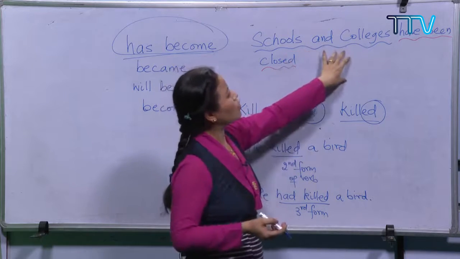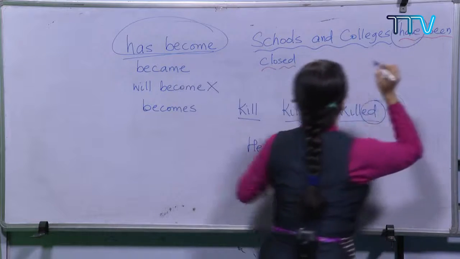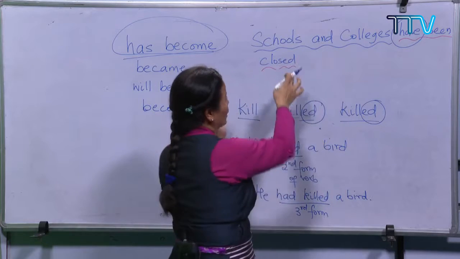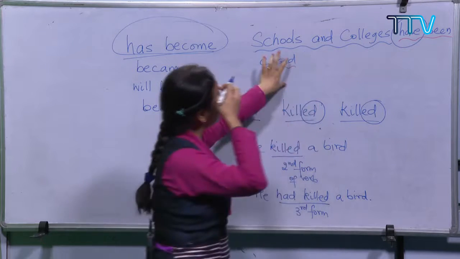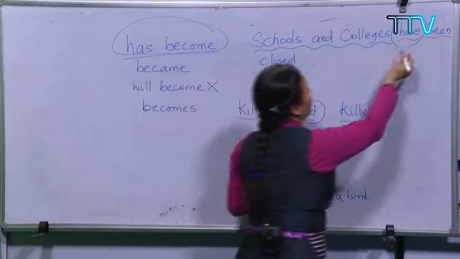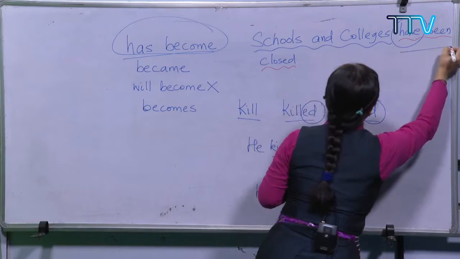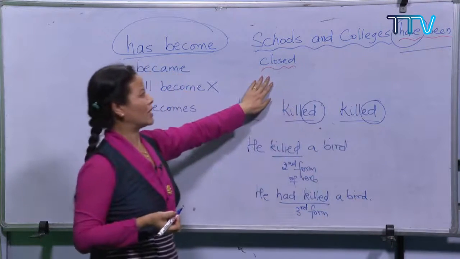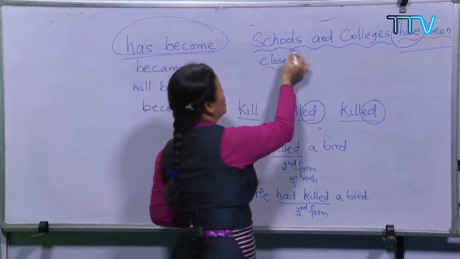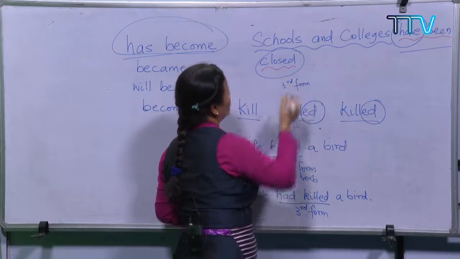So, schools and colleges have been closed. Here, have shows, in a way, present, and there is more than one subject, right? Schools and colleges have been closed. What we need to remember is have been closed. This shows that this is the present perfect tense, and here closed is the third form of the verb, right?